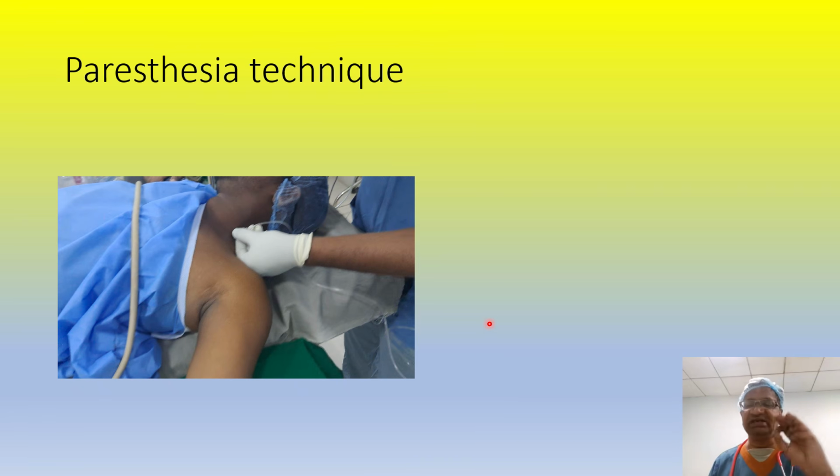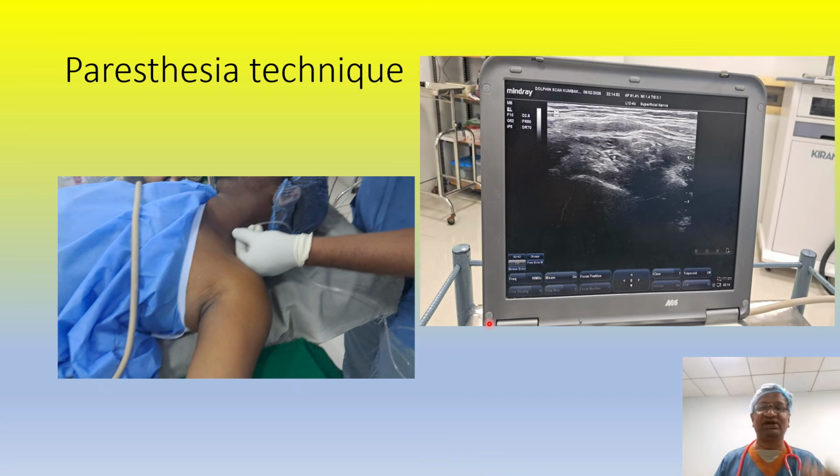Now we have elicited paresthesia and given only 8 ml. Now I'll see in this slide what is happening. This is the first strip. This is the subclavian artery. This is the brachial plexus, which has already got a lot of liquid here, and here there is some. Almost entirely it has not gone in. So definitely a significant amount has gone into the brachial plexus.